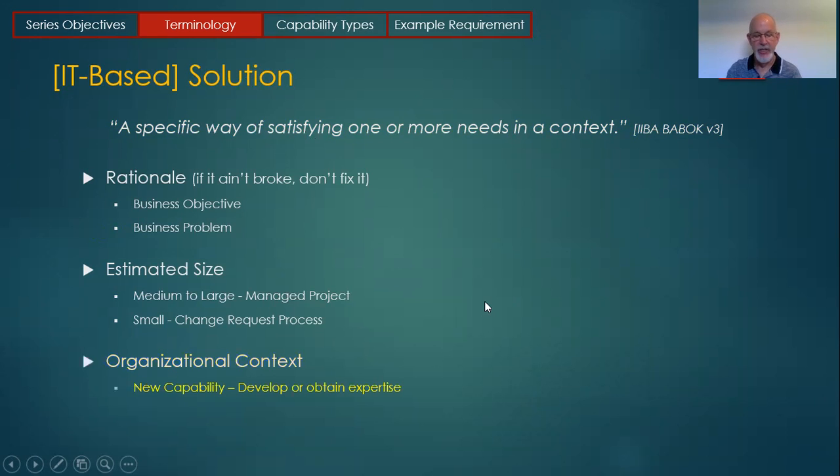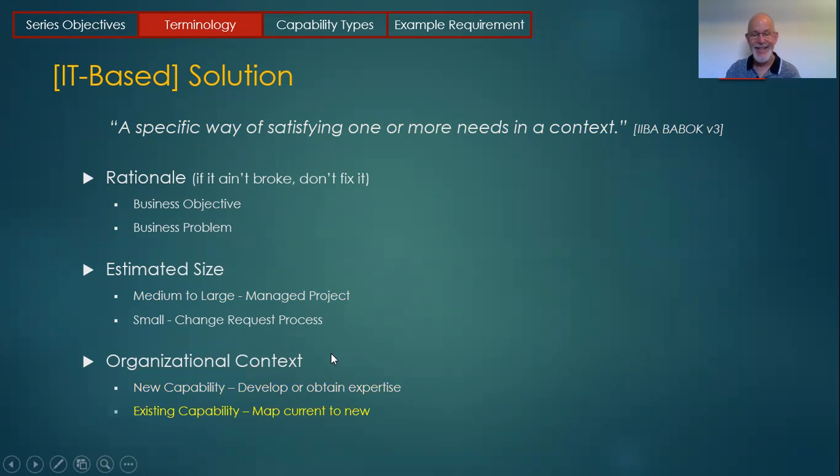Then there's the organizational context. For a given solution, it may be a whole new capability. So if it's new to the organization, where's the expertise? So you either need to develop the expertise or obtain it. You can hire it in, you can get consultants in. So this is the idea of subject matter experts when your solution involves something that the organization as a whole doesn't know about.